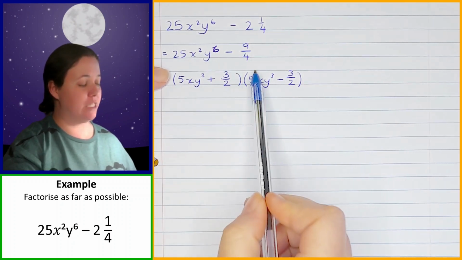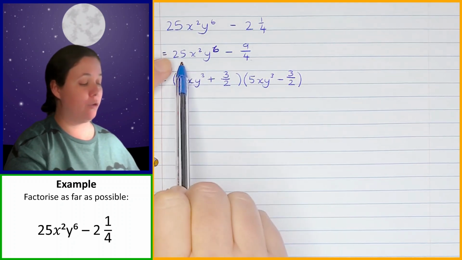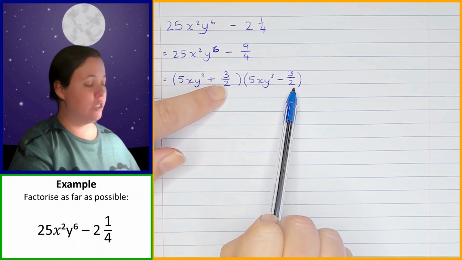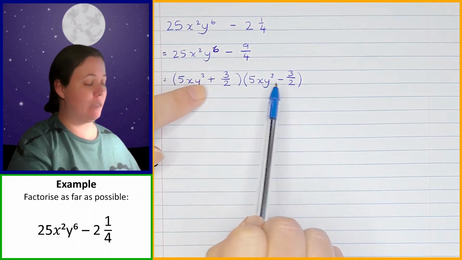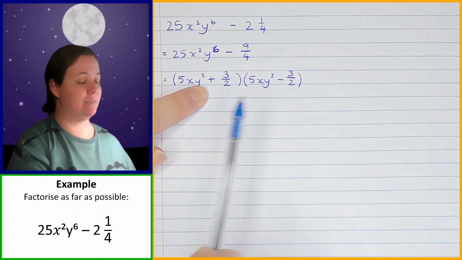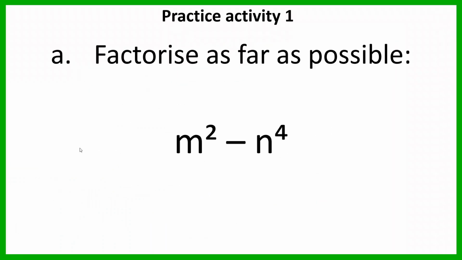You've got two sets of brackets. The first term in each of the sets of brackets is the square root of the first term of that expression. The last term is the square root of the second term in the expression. And then one bracket gets a plus and the other bracket gets a minus. Okay, now I'm going to give you a few that you're going to do for yourself. Here's the first one that you're going to do. I'm going to give you 30 seconds to factorize this as far as possible.